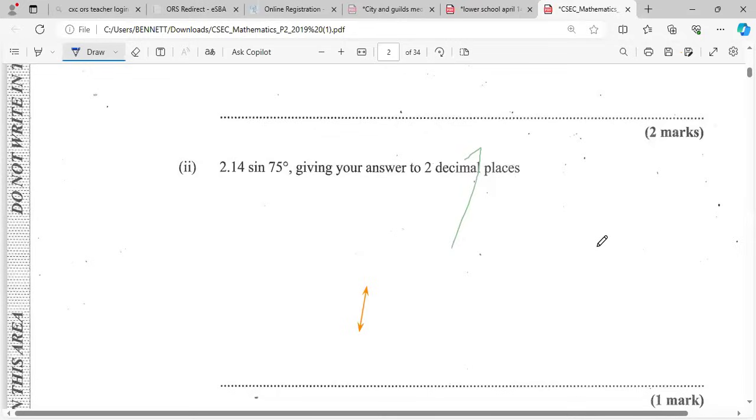Let's see where my calculator is. Let me try my calculator. 2.14. I need to close the bracket. Oh guys, in some cases you have to close the bracket for your sin something.